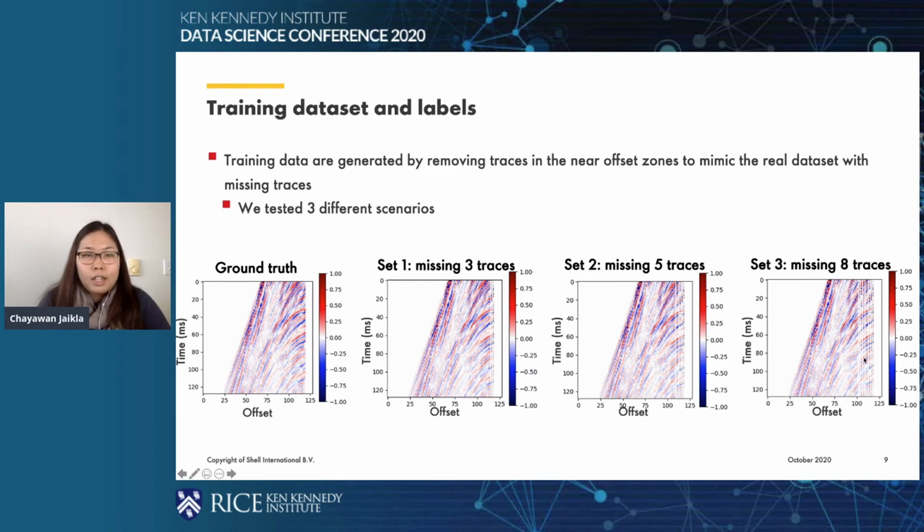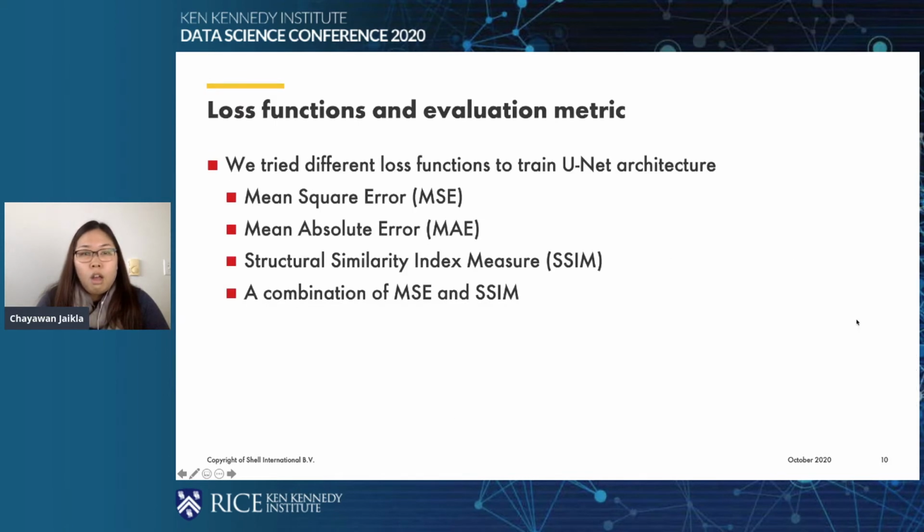Again, the white streak line here is the missing seismic data set. We also investigate different loss functions in this study, including mean square error, mean absolute error, structural similarity index, and a combination of mean square error and structural similarity index.